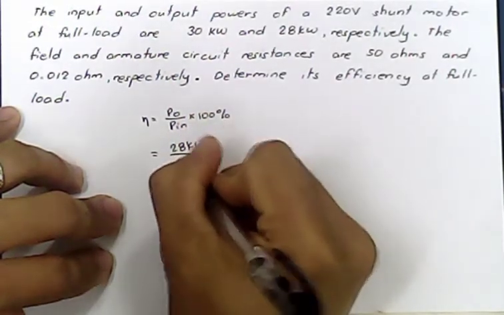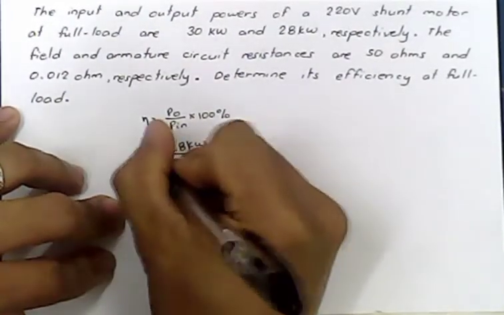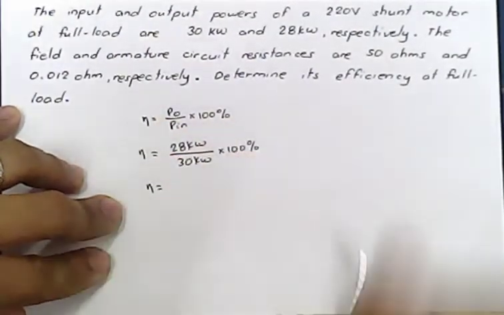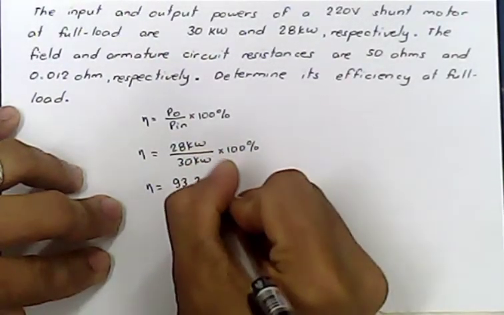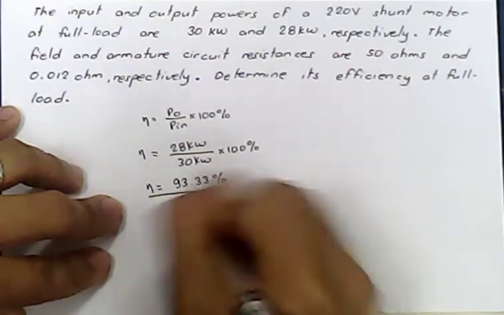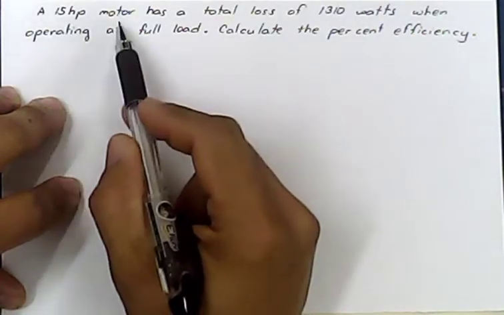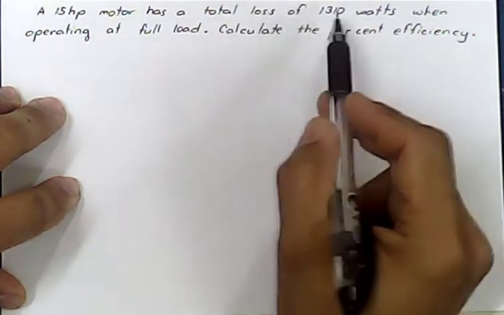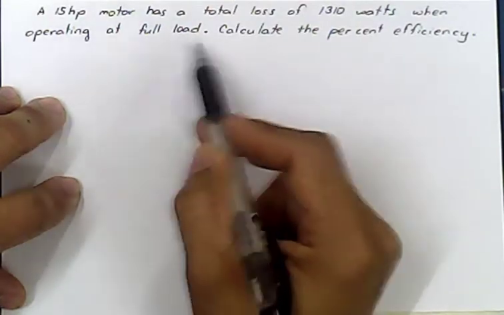Divide this by 30 kilowatts times 100%. Therefore, the efficiency equals 93.33%. Another problem here, a 15 horsepower motor has a total loss of 1,310 watts when operating at full load.